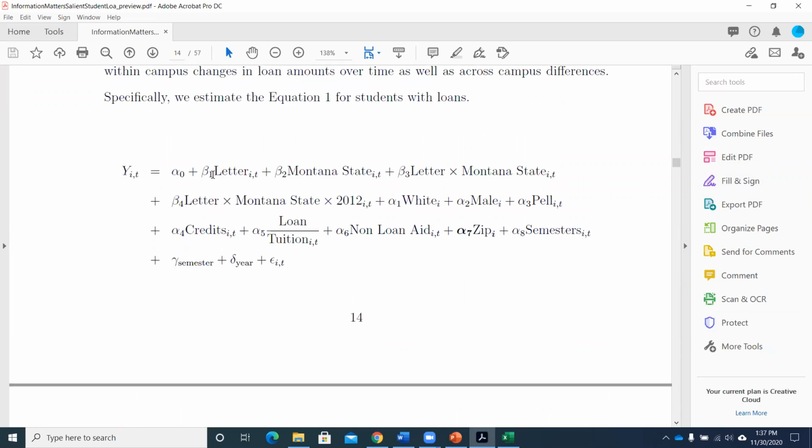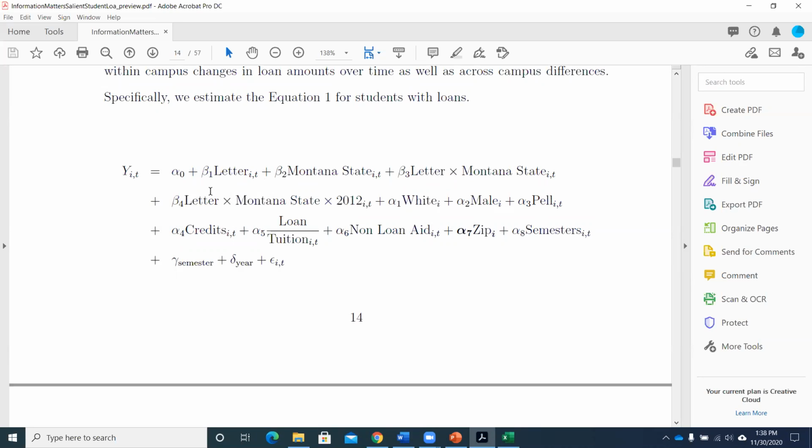And the things they're interested in is, did you receive the letter, right? Were you at Montana State? Or did you just go to Montana State? Did you go to Montana State and receive the letter? You're just multiplying those. We talked about those interaction terms. And then, did you receive the letter? Did you go to Montana State, and was it the year 2012?